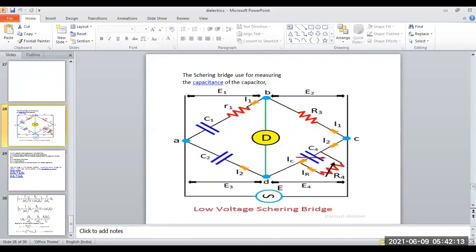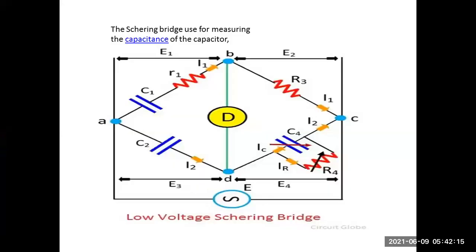This is what we require in today's class. This is an important aspect: how to measure the capacitance of a capacitor. That is called the Schering bridge method. By the Schering bridge method we can calculate the capacitance of the capacitor. Just now I told you about dielectric material. In dielectric material we have a dielectric constant.